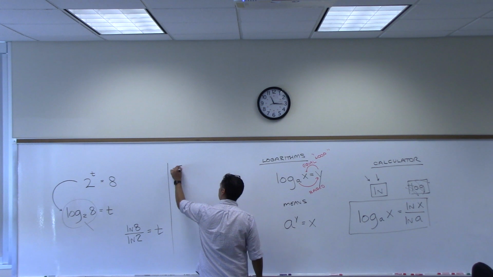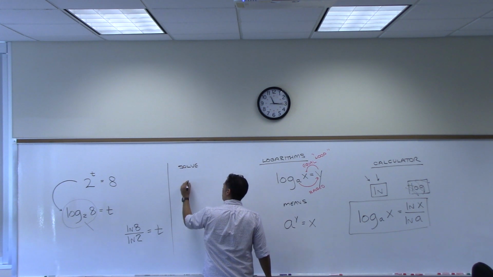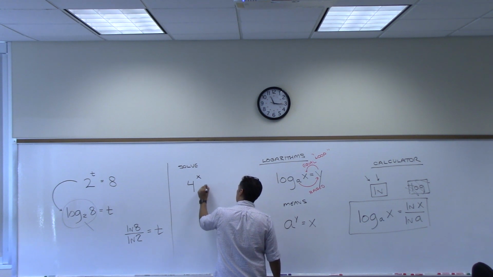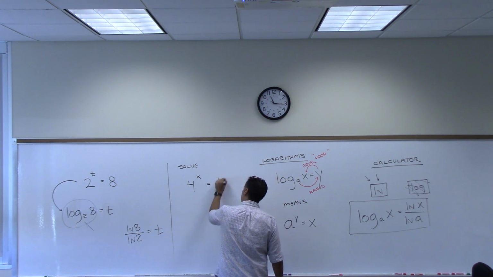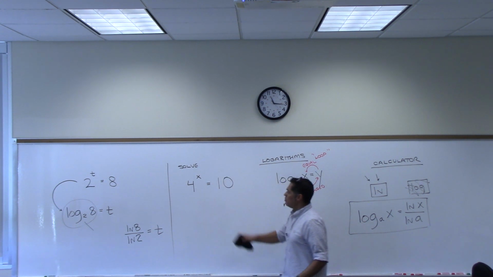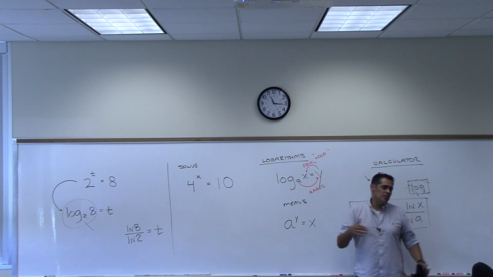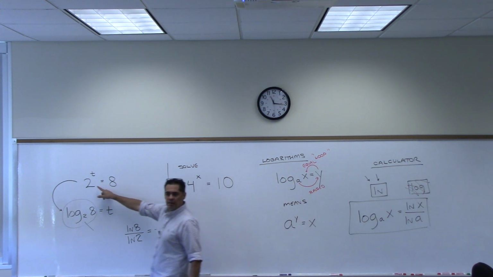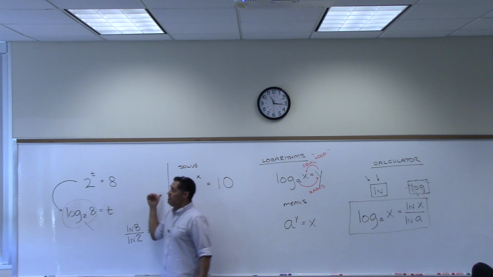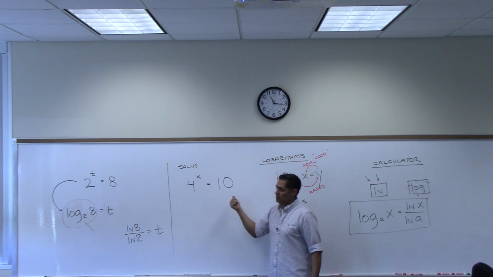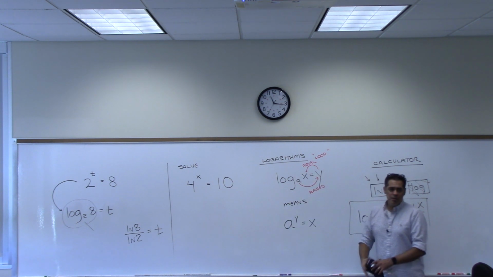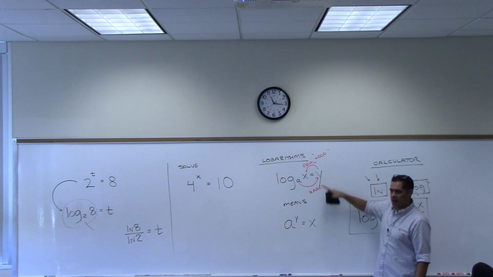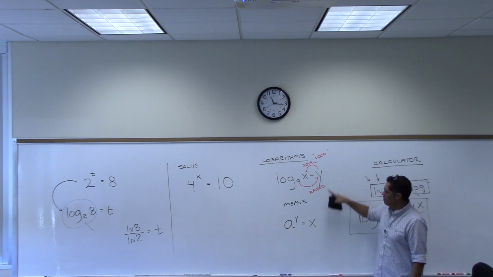So try and solve this. Solve 4 to the x equals 10. Now, for this problem right here, I do not know what the answer is, okay? Like this one, I knew the answer was 3, right? But this one, I actually don't know the answer. So what am I going to do first? Do this to here, right? Do this to this. So turn that into this.